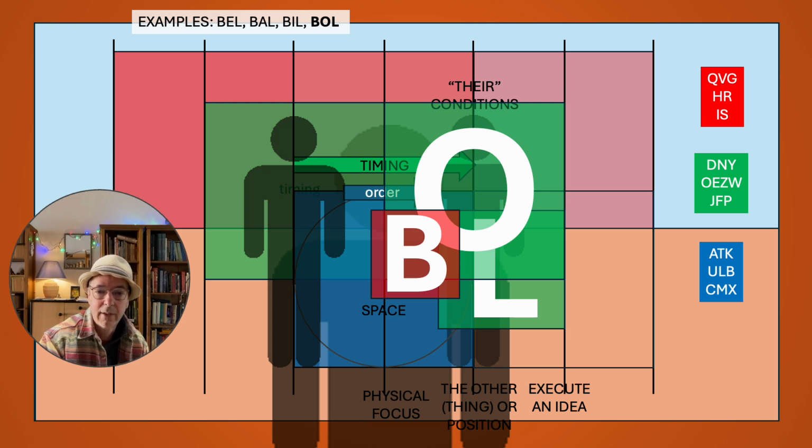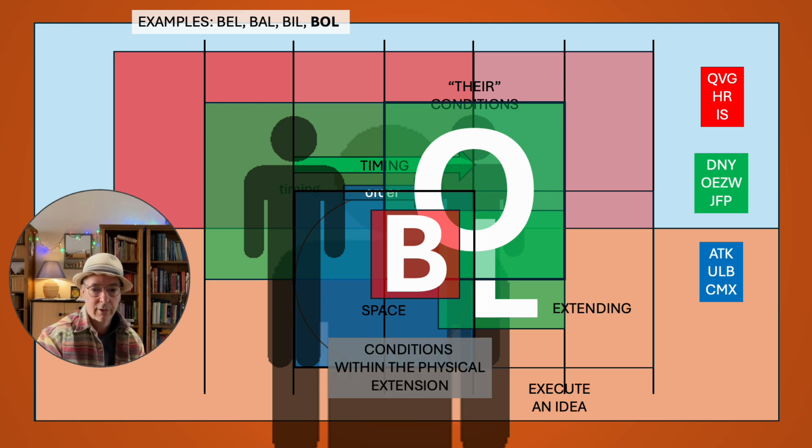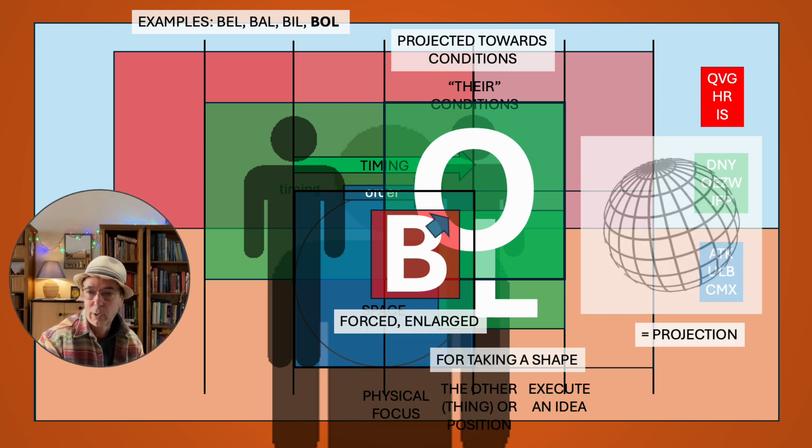So you had the B as that pressure, the O as the focus on the conditions, and the L as the physical expression. So the conditions that you have in B are showing that there are conditions within a physical extension, and the conditions themselves are expressed in timing, and the L is that extension. What is the BOL? The BOL is actually the sphere.